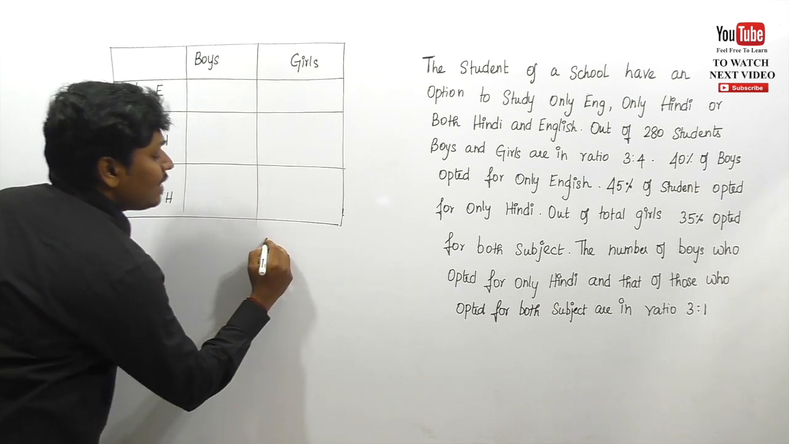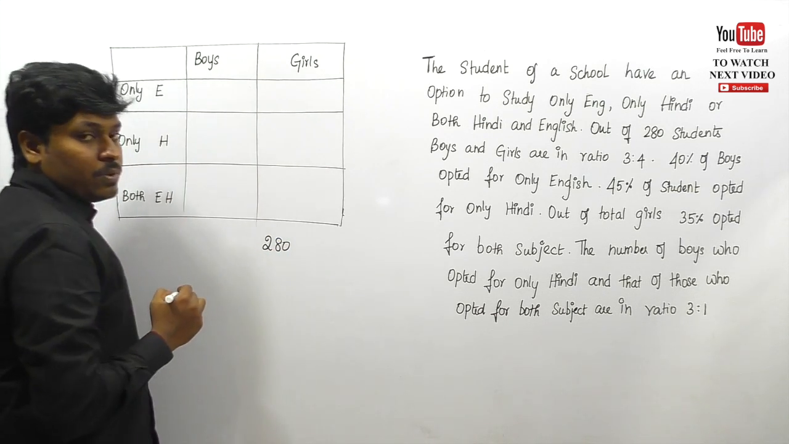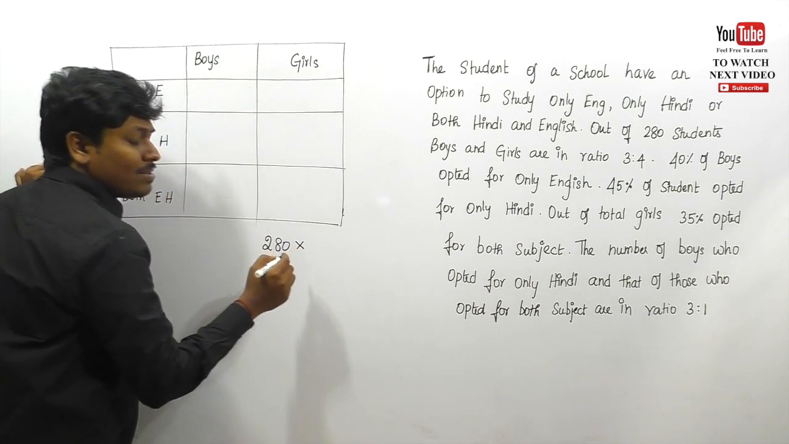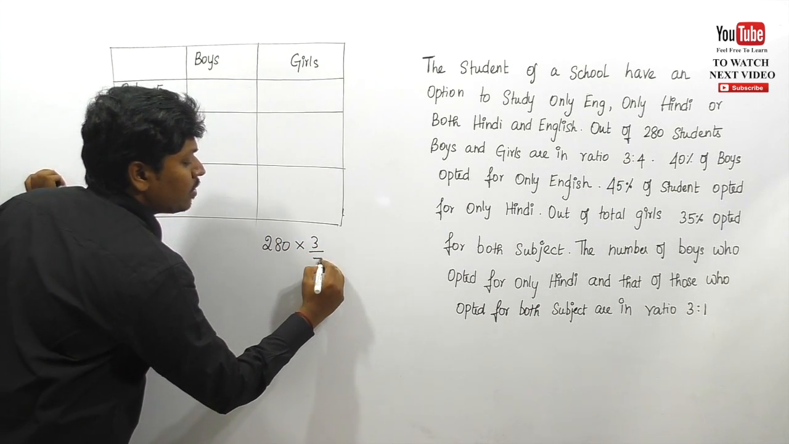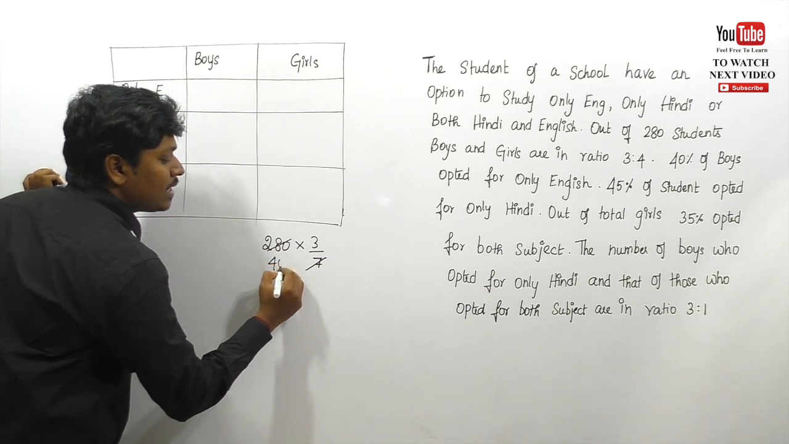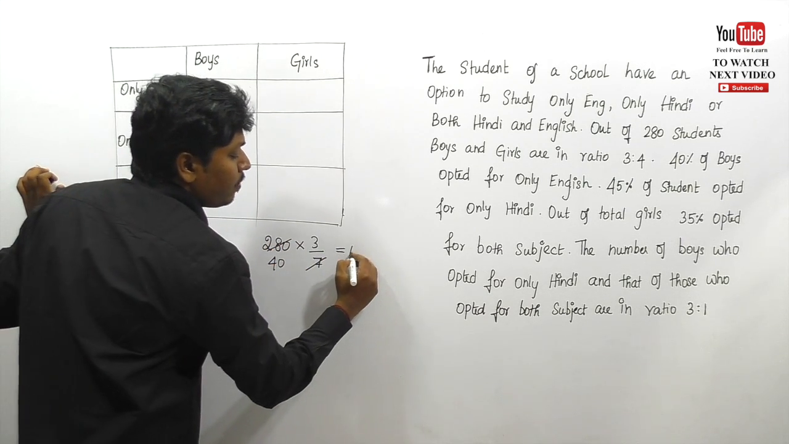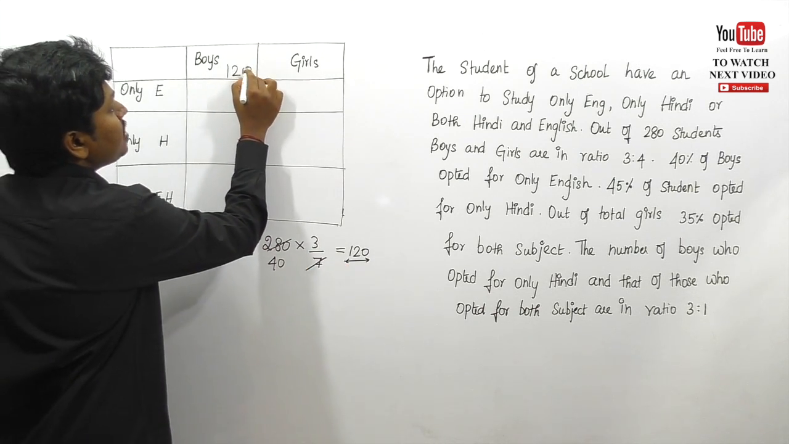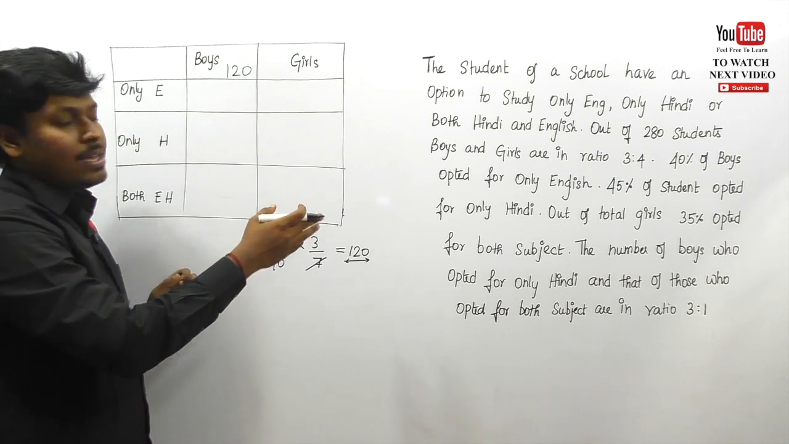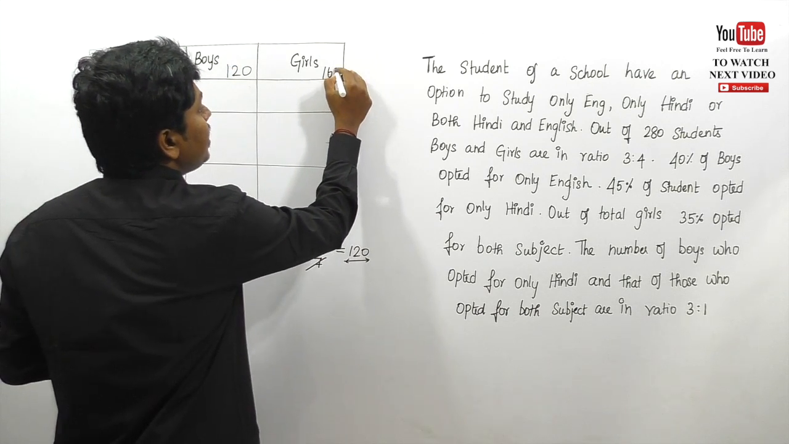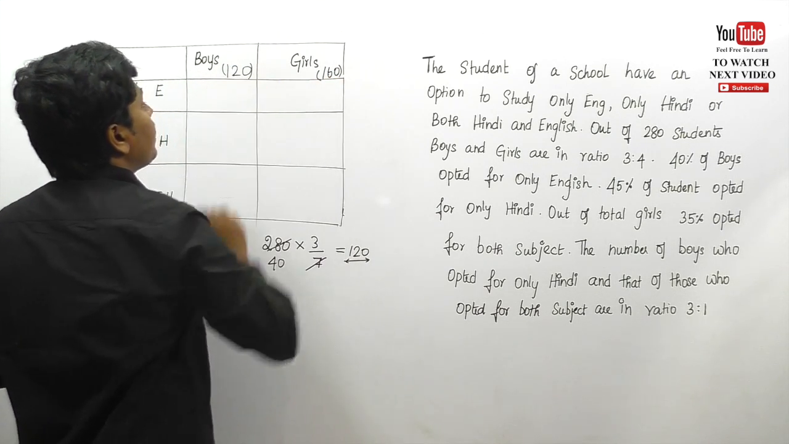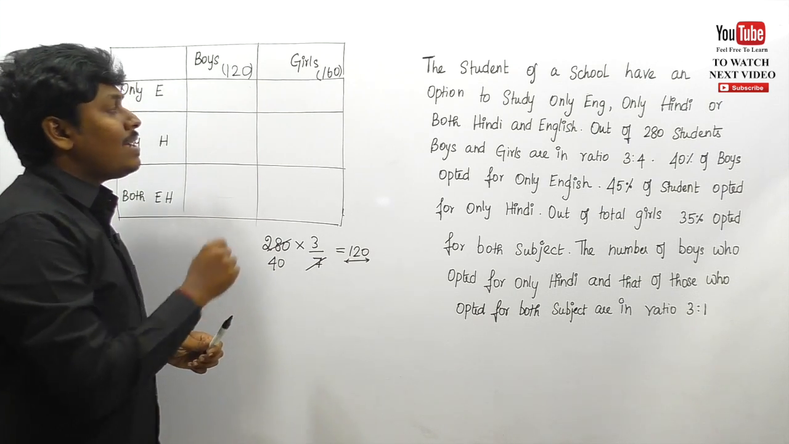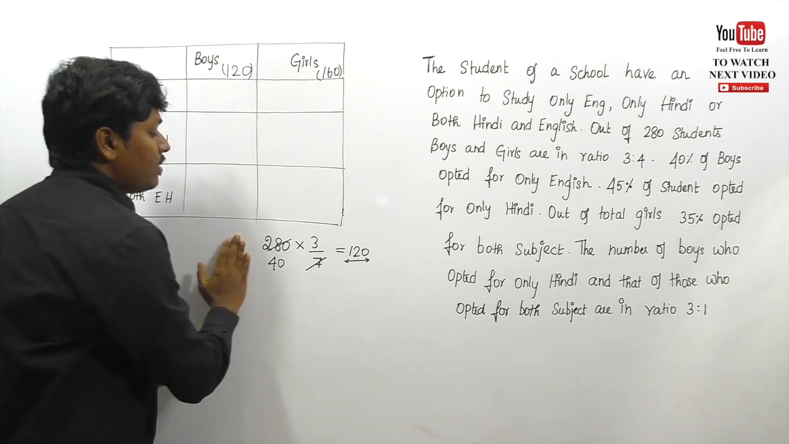So friends, they are saying that 280 is the total number of students, and boys and girls are in ratio 3:4. So let me find the total number of boys. 3 divided by the total ratio, that is 7. So 7 fours are 28, that is 40. 40 into 3 will be 120. So I can say that 120 will be boys. If 120 are boys, we know that the total classroom has 280, so 160 will be girls. So initially we need to find the total number of boys and the total number of girls. So finally we found that boys are 120 and girls are 160, right? So the total will be 280.